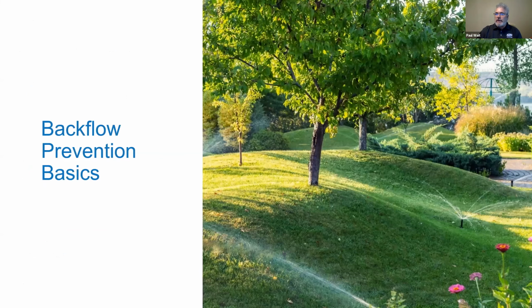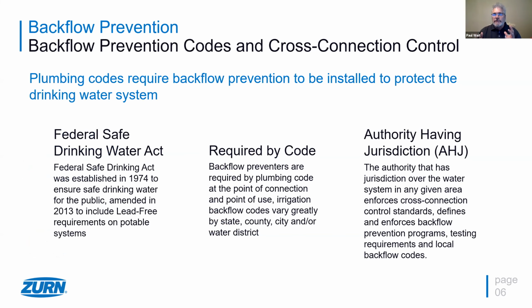So backflow prevention basics. Plumbing codes require backflow preventers to be installed, and they're installed to protect our drinking water system. This was all put together by the federal government back in 1974 with the Safe Drinking Water Act, and that's where it all stems from. But the federal government never really took ownership of this. They said, okay, you states, this act we're going to pass, you states need to find a way to get this code down to your population.